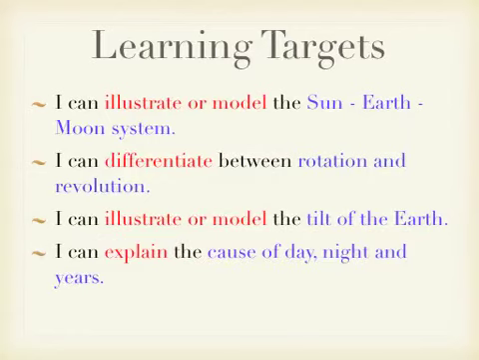The fourth learning target is that you can explain the cause of day, night, and years. So in order to explain something, you might have to describe it, give some details, tell about it. And we want to look at what causes, so what sort of positions and motions between the Sun, Earth, and Moon cause day, and what causes night. What sort of motions cause a year to happen? And again, this is going to focus on the second learning target, which is the rotation and the revolution.